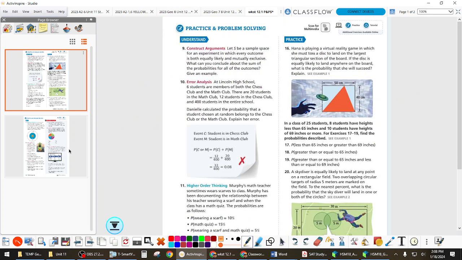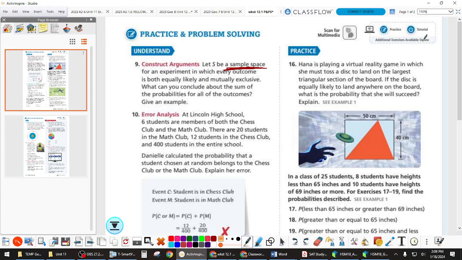So number 9 was kind of a theoretical question, but really kind of helped you to think through it, hopefully. We haven't talked about this vocab term, sample space. It's kind of a weird description, but it means something easy. It's the set of all of our possible outcomes. So when you roll a standard number cube, what is your sample space? Yeah. It's 1, 2, 3, 4, 5, 6, right? Those are your possible outcomes, 1 through 6.